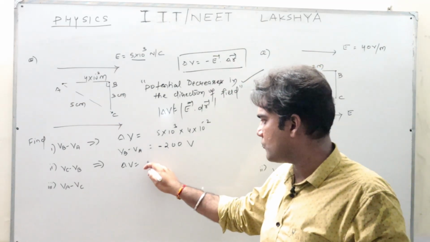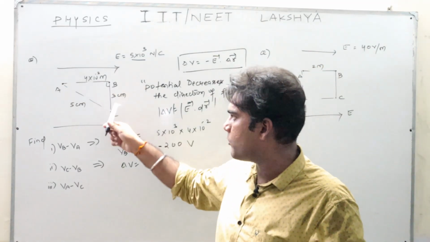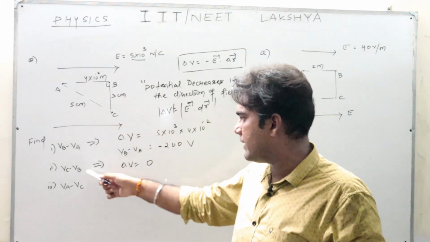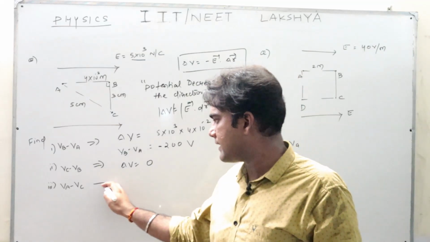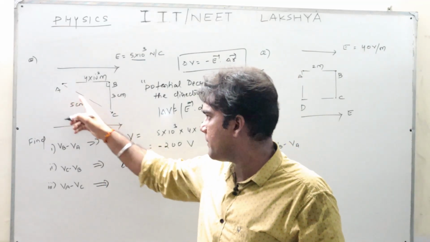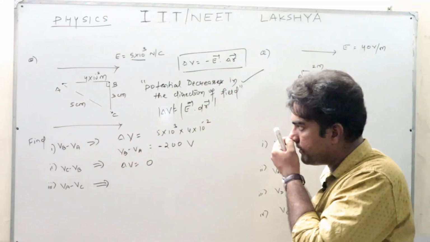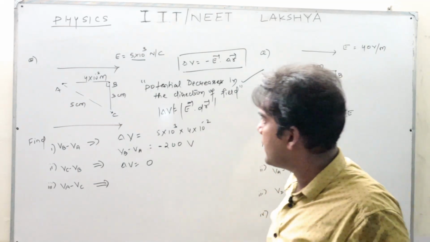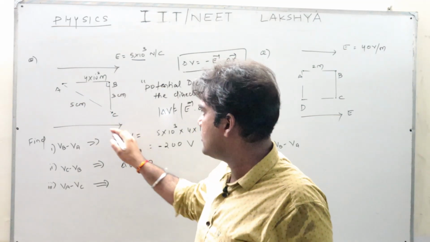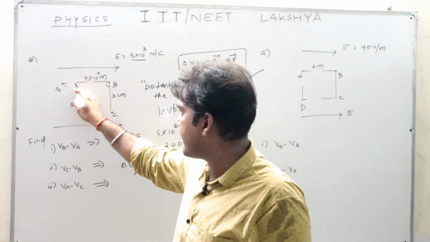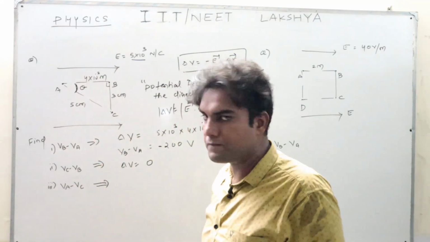So potential difference will be 0. So point B and point C are at the same potential. They do not have any potential difference. They are at the same potential. Let us see VA minus VC. If you see carefully, your electric field is in this direction, but your dr vector is in this direction. So what is this angle? We need to know this angle. This angle, let us say, is theta.